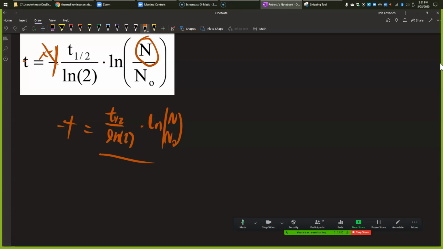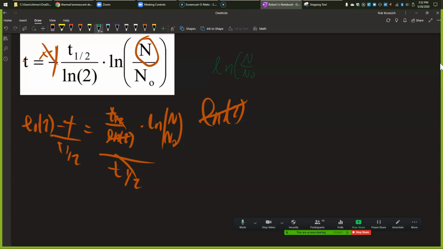So I'm going to divide this side by half-life, right? And the half-life cancels out. I'm going to multiply this side by the natural log of 2, and that cancels that out, and I'm going to multiply this side by the natural log of 2. And then when I do that, I'm going to end up with the natural log of N divided by N0 equals natural log of 2 times time divided by half-life, and all of this is negative.